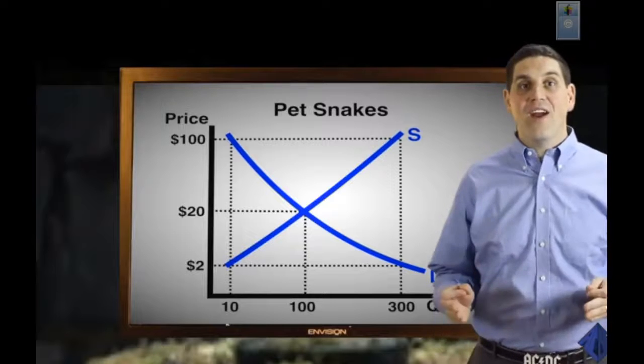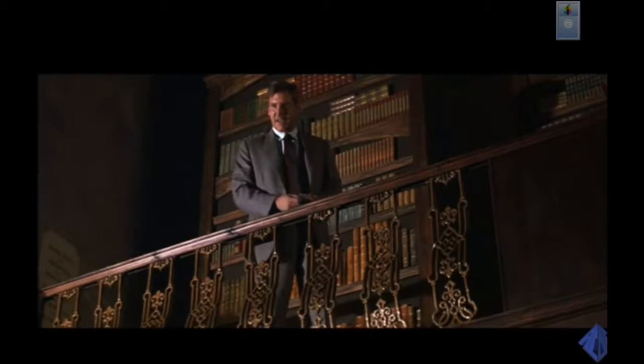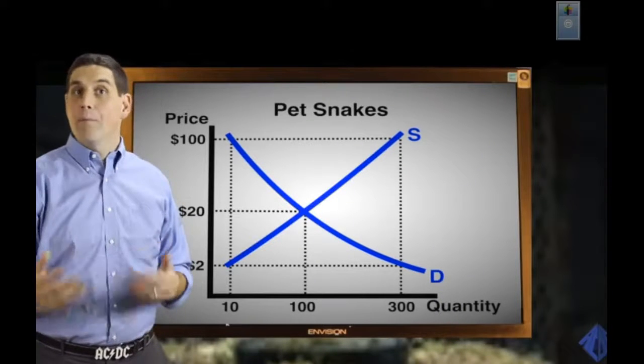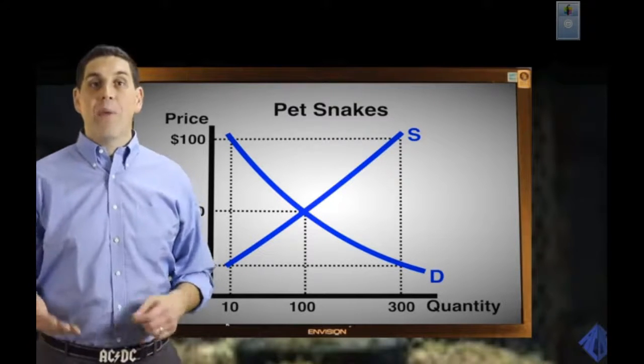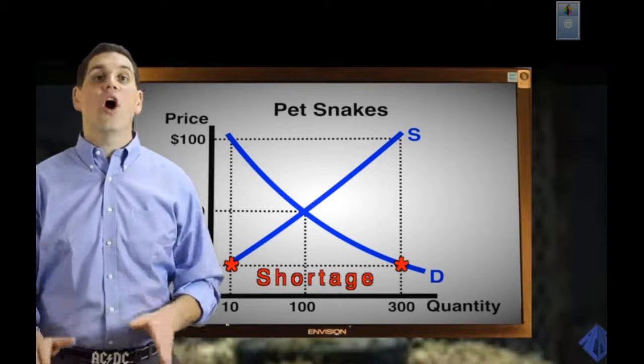Now we're finally there. It's time to put demand and supply together. X marks the spot. Let's analyze this graph. At a low price of 2, the quantity demanded, the amount buyers want to buy, will be a lot higher than the quantity supplied. At that price, buyers would want to buy 300, but sellers would only want to sell 10. This is called a shortage.